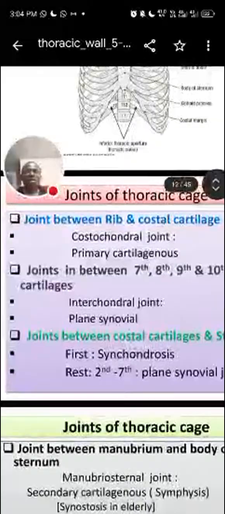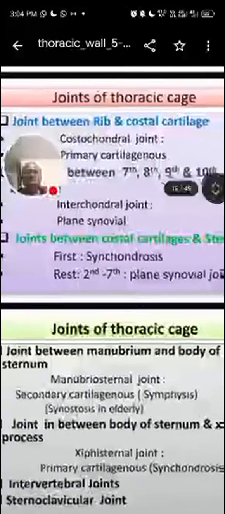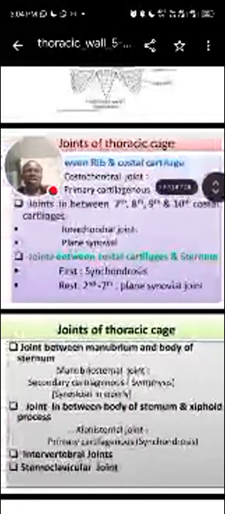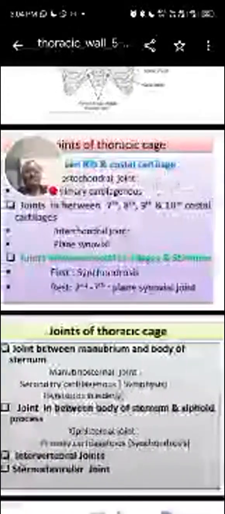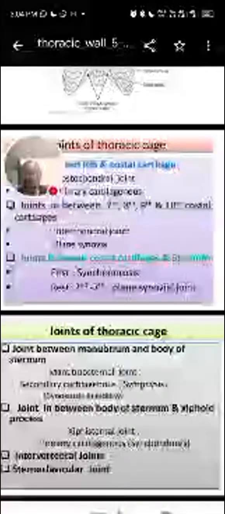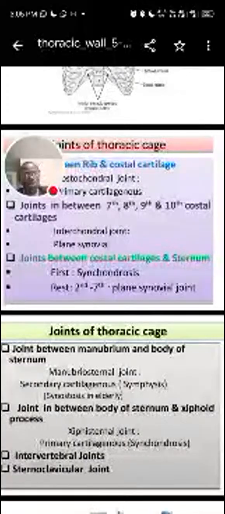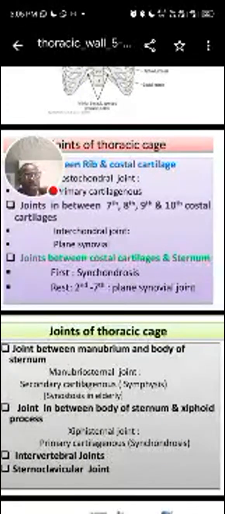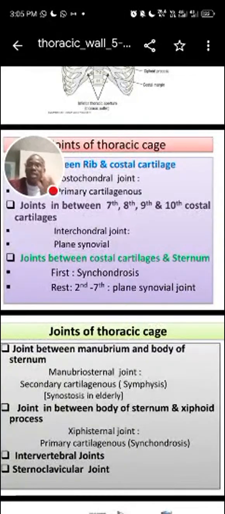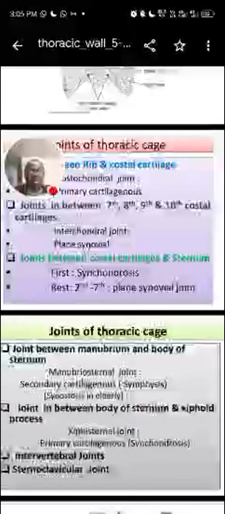As we talk about joints of the thorax, the next one is synchondrosis. Now this is the joint between costal cartilage and sternum. Synchondrosis. Please pay attention. So we have costochondral, synchondrosis, costovertebral, costotransverse, interchondral, synchondrosis. Don't worry, we're going to come up with an acronym or mnemonic that can help us enjoy learning this in a very easy way.